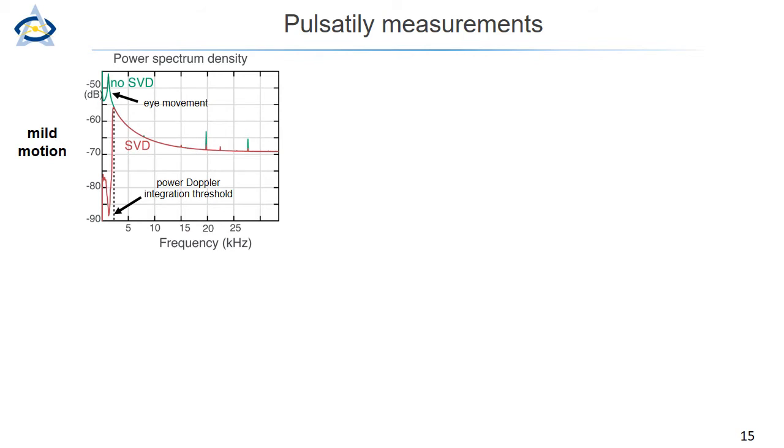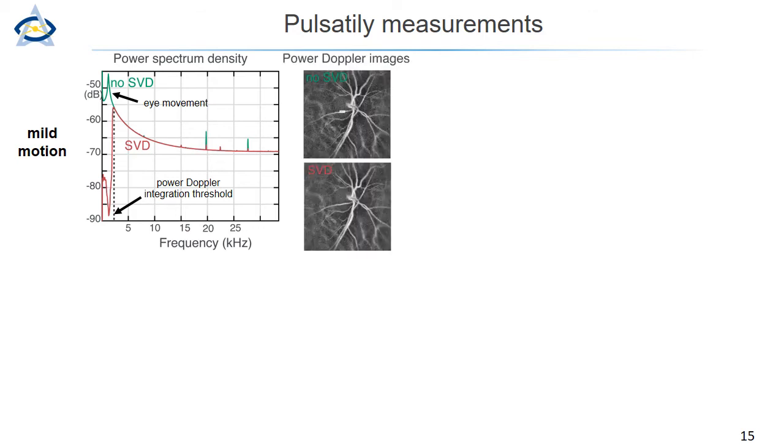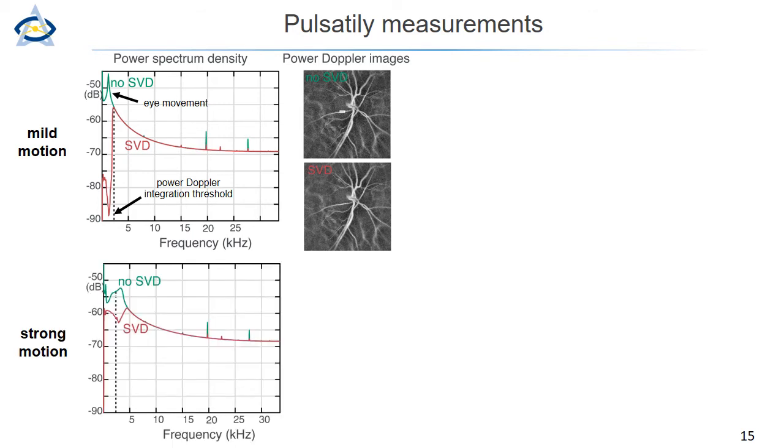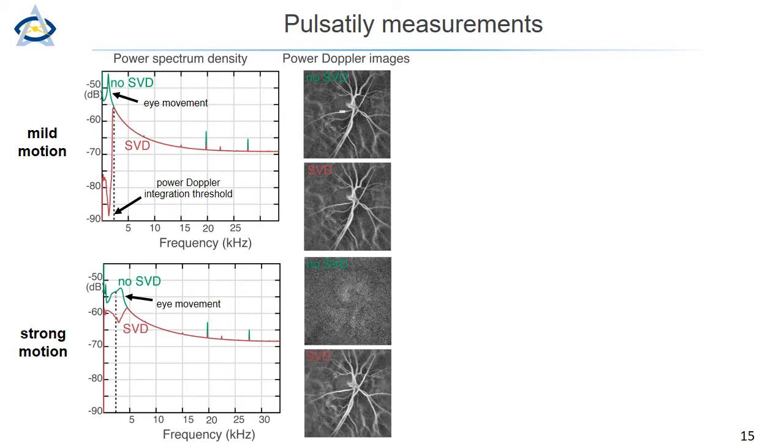So the two curves with and without SVD filtering are exactly alike above the power Doppler threshold. So when we make the images, they are close to identical. But now in presence of strong motion, where we have an eye motion that generates a Doppler contribution above the power Doppler integration threshold, what you see is that the SVD is able to remove this Doppler contribution, and now the power Doppler is going to be different because the two curves above the integration threshold are different. The image without SVD filtering is completely dominated by eye motion, and the image filtered by SVD is able to reveal blood flow.